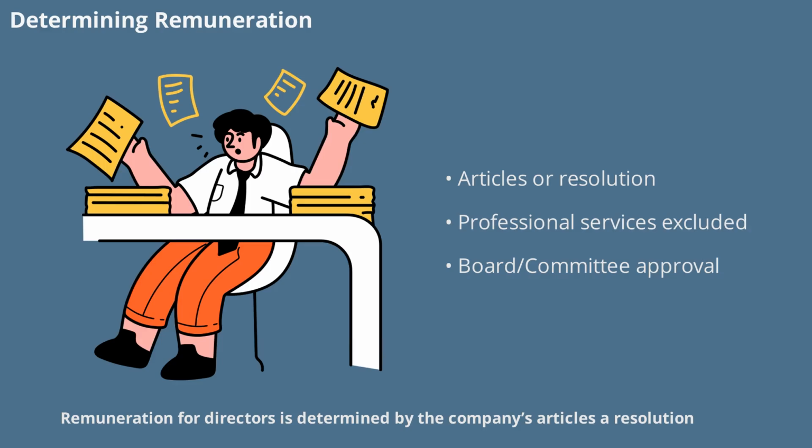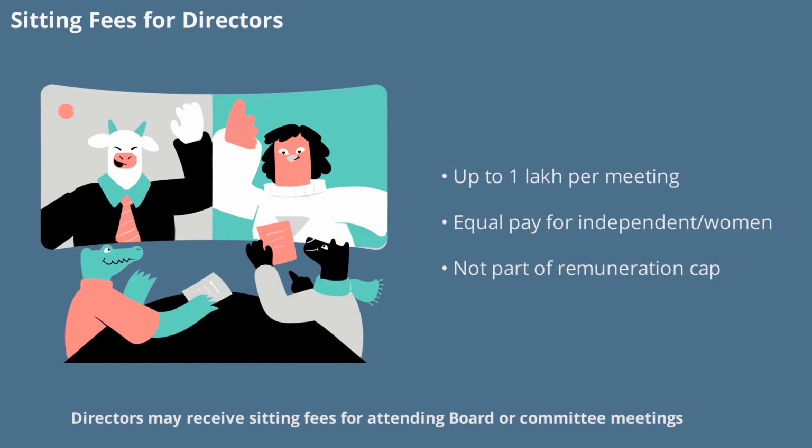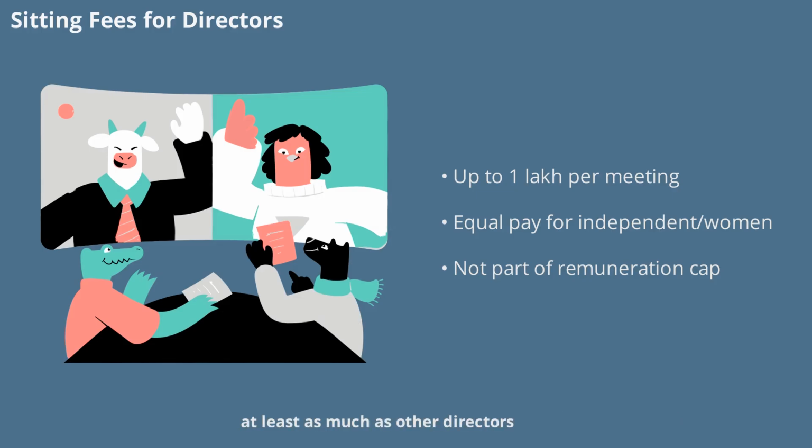Remuneration for directors is determined by the company's articles, a resolution, or a special resolution if required. Payments for professional services are excluded from managerial remuneration if the director is qualified and the board or nomination committee approves. Directors may receive sitting fees for attending board or committee meetings, up to 8 lakh rupees per meeting. Independent and women directors must receive at least as much as other directors. These fees are separate from the managerial remuneration cap.